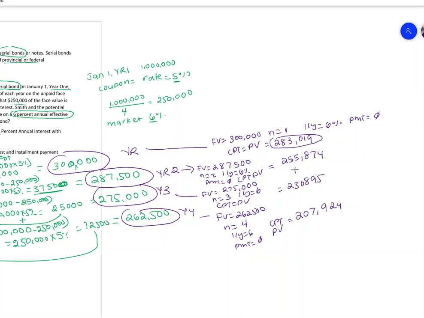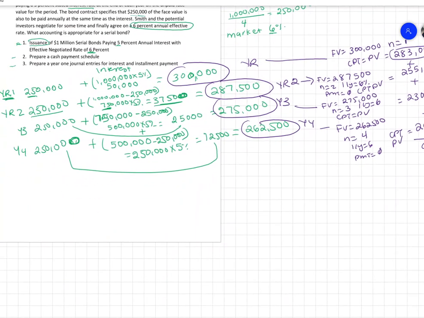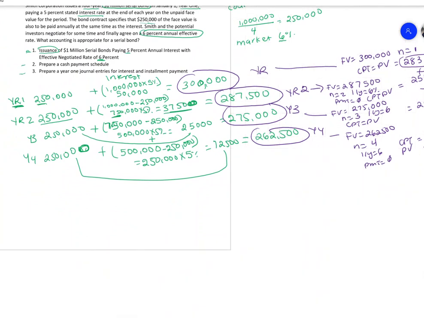So now we calculated the present value of each installment plus your interest, and once you calculate it, you're going to add all the present values that you calculated, and that's the amount you're going to record at the time you're issuing the bond. So the present value of all your future payments is 977,712.